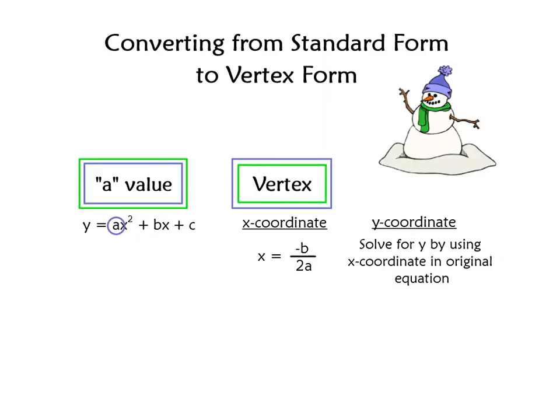So here's the main information you need to be able to convert from standard form to vertex form. When you're looking for your a value, it's just in the equation. So you're just going to take this first number here to get your a value. To get your x coordinate, or find your vertex, you are going to use this equation here, this negative b over 2a. And then lastly, to get your y coordinate, you're going to solve for y by using the original x coordinate in the equation. So we're just going to take it and plug it in.